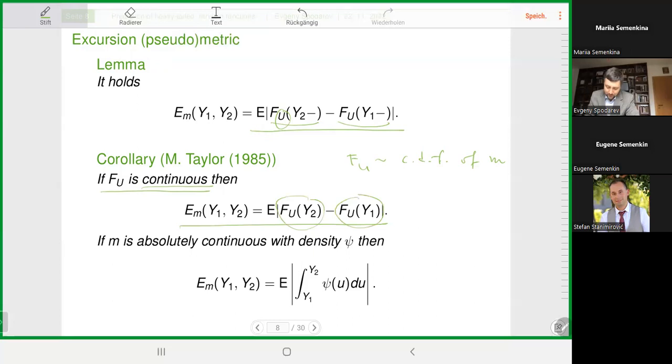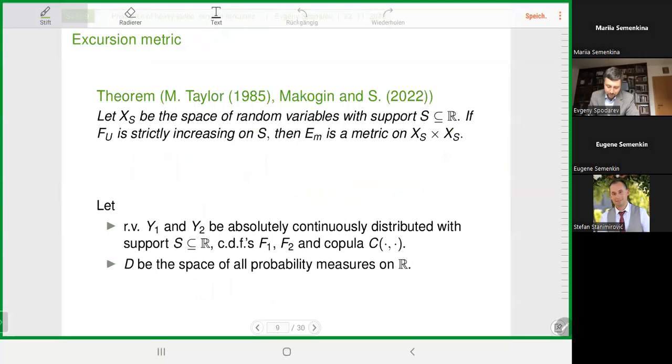So they are between 0 and 1, right? And this makes the problem very tractable, and the expectations always exist. And if this measure M is absolutely continuous and has a density, then, of course, we can write this expectation this way. This is the first lemma, which was proven independently by us as well. But Taylor was the first who gave this. That's why we cite him.